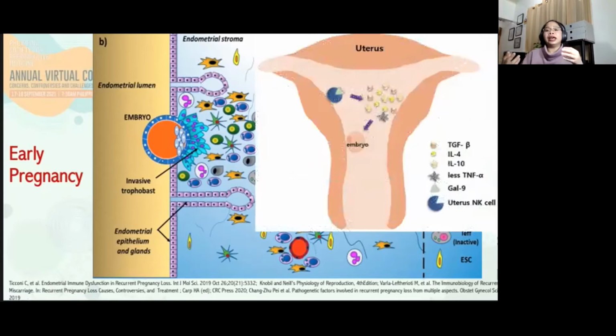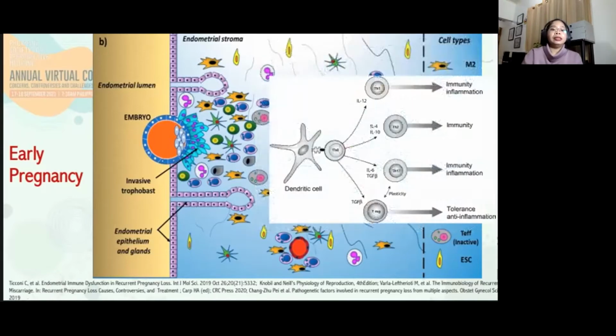Add to that, the ligand galectin-9 binds to the uterine NK cell, or the decidual NK cell, which leads to an increased production of the anti-inflammatory cytokines TGF-beta, interleukin 4, and interleukin 10, and a decrease in the production of the pro-inflammatory cytokine TNF-alpha. The dendritic cell also plays a very important role, as this contributes to the generation of T regulatory cells. T regulatory cells are very important because they contribute to maternal immune tolerance and anti-inflammation.